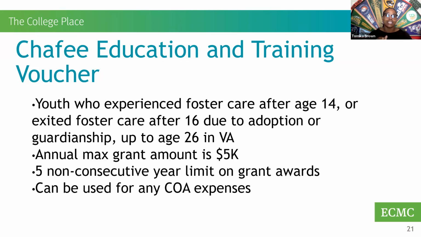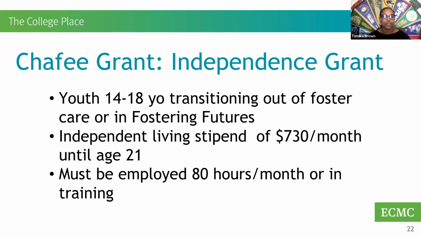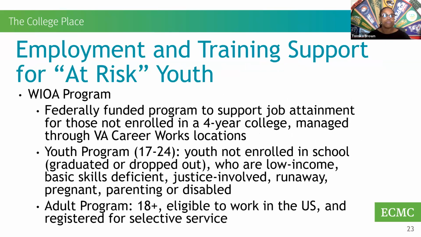But for those grayed out areas that the state of Virginia is not covering that I mentioned earlier, like transportation and personal expenses, students who are in foster care or transitioning out of care could use ETV to offset those particular costs. The Independence Grant is for youth between the ages of 14 and 18 who are transitioning out of care or are in Fostering Futures. Those students receive an independent living stipend of $730 a month until they reach the age of 21. The only stipulation is they have to be employed 80 hours a month or in some sort of training program or college program, and they receive $730 a month until they turn 21.